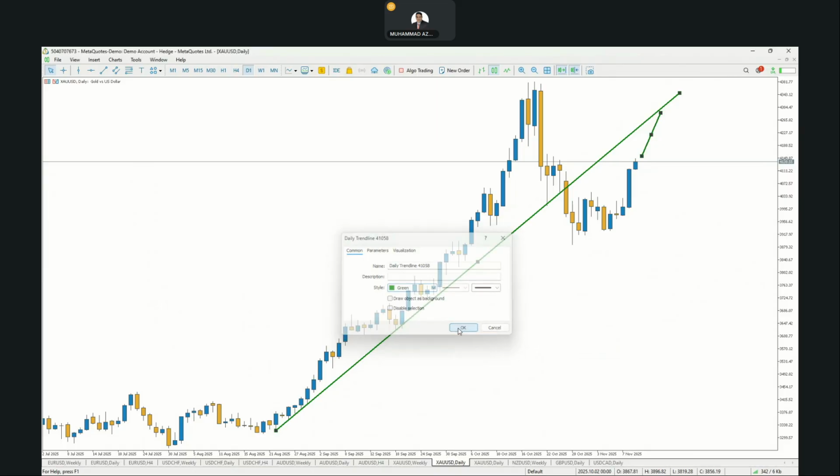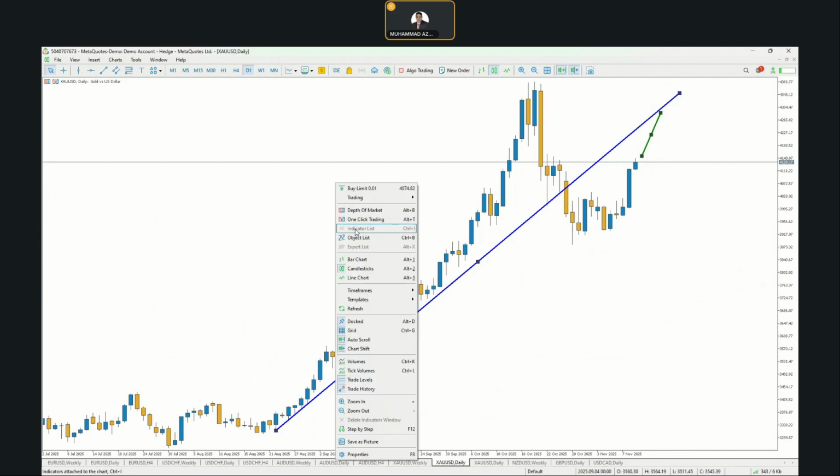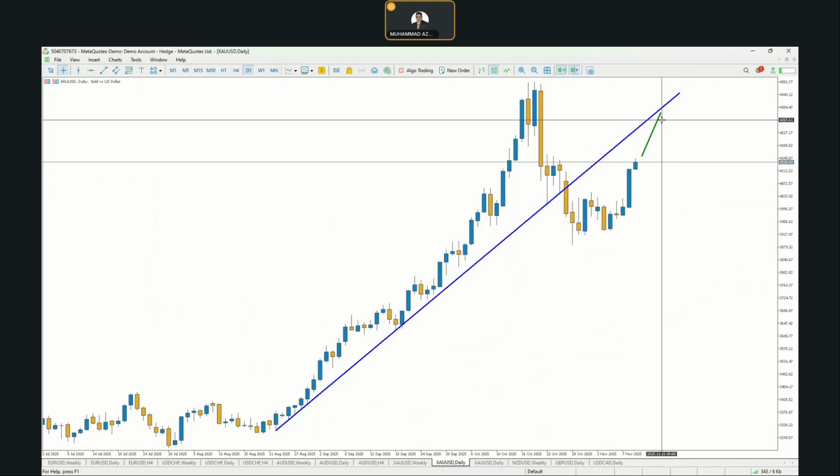Let me change the color of this trend line. So the way I see, spot gold is probably going to rise up in coming trading days. Looks sideways and overall bullish.